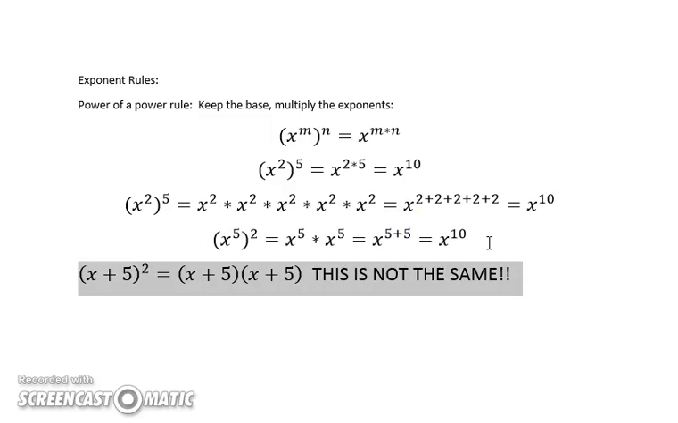Just to note, this is not the same thing if we have an addition sign within our parentheses. So if we are squaring or taking something like x plus 5 to the 2nd power, we're multiplying x plus 5 times x plus 5, which is binomial multiplication, which you guys have learned various methods for. That isn't part of this assignment, but if you don't know how to perform this, let me know, we can talk about it. But this is not the same thing as this power of a power rule.